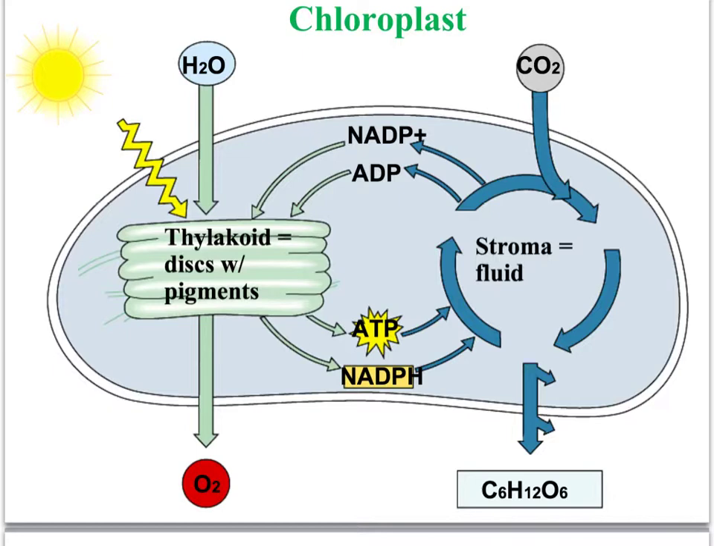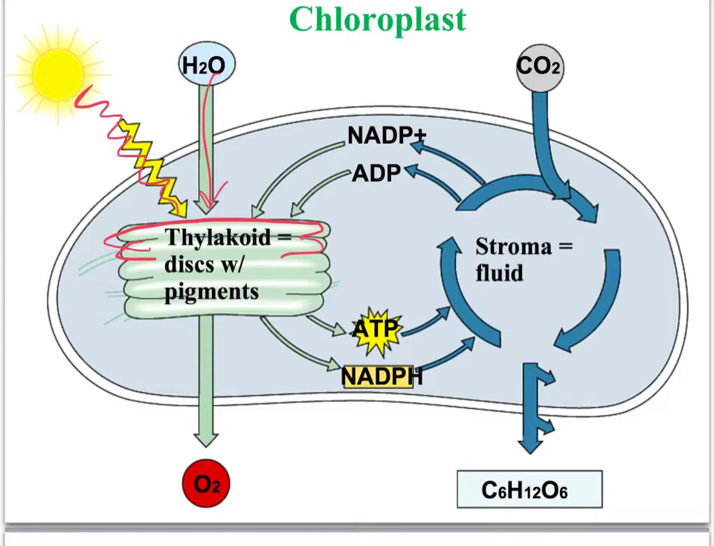Over here we have the sun, right? And so the sun is going to shine down on our plant and it's going to shine down on our chloroplasts and strike these discs inside of the chloroplasts. These individual discs are called thylakoids, and these thylakoids are filled with pigments. The water is going to diffuse into the chloroplast, and remember that water is going to be coming from the veins, from the roots of the plant.